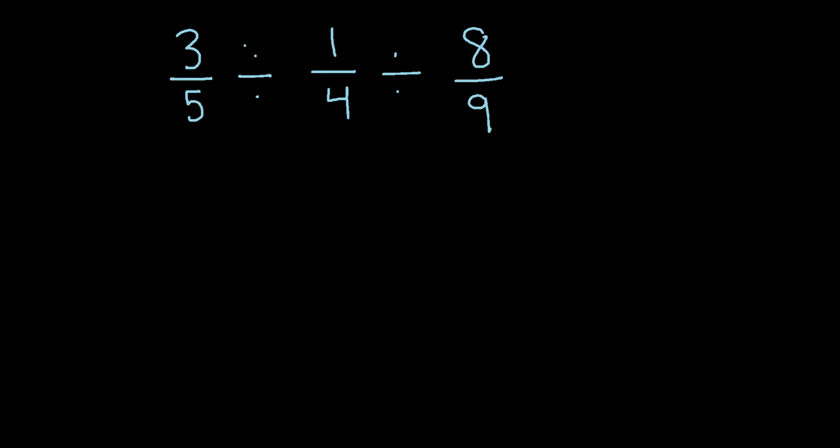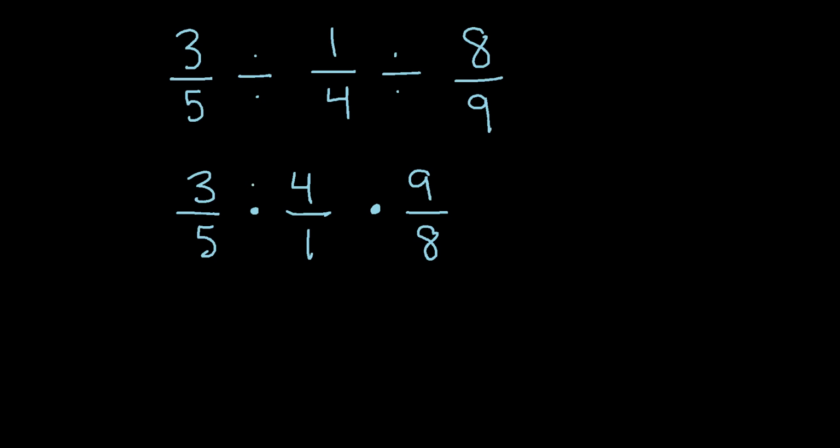So we could rewrite this whole expression as 3/5 times, we'll flip the 1 and the 4. So we'll say times 4 over 1. And when we are dividing by 8/9 right here, we can do the same trick where we multiply by the reciprocal. So flip the numerator and denominator. So we can write this as 9 over 8. So what we've done is we've rewritten the division problem as a multiplication problem.